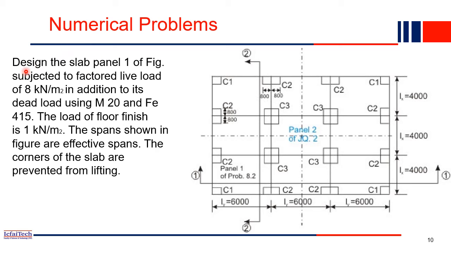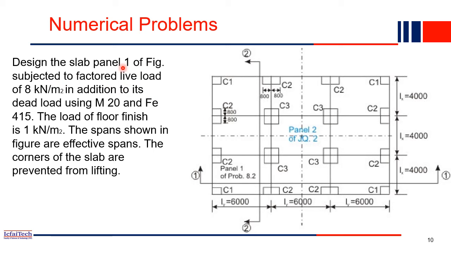So what is the problem here? The problem is: design slab panel 1. So slab panel 1 you have to design. Which one is slab panel 1? It is C1. So this is slab panel 1 you can see. So design slab panel 1 in the figure.